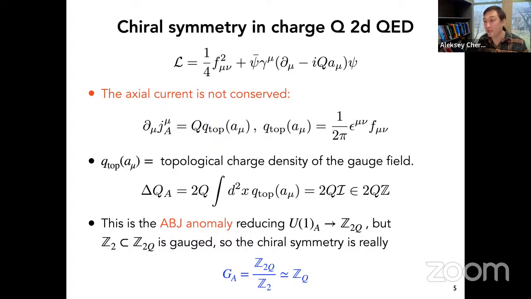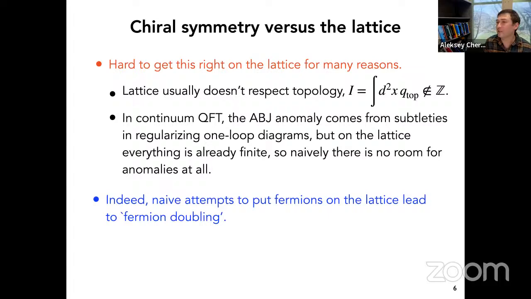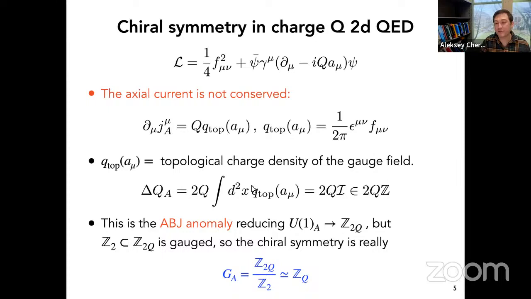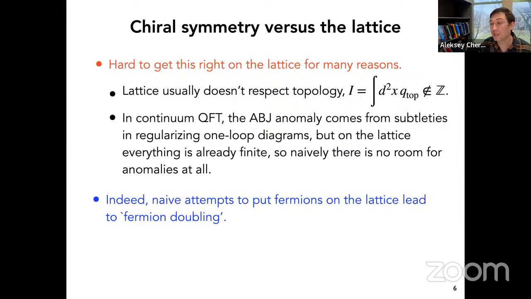Now, it's hard to get this anomaly right on the lattice for many reasons. One of them is, if you look back here, to get this structure, it was important that the topological charge be properly quantized. But on the lattice, topological quantities are often not quantized in any nice way, because the lattice is kind of rough and it doesn't necessarily respect topology, unless you are very careful in constructing the lattice action in the first place. And that's hard to do. Also, at another level, in continuum quantum field theory, things like the ABJ anomaly arise from subtleties in regularizing one loop diagrams, basically.